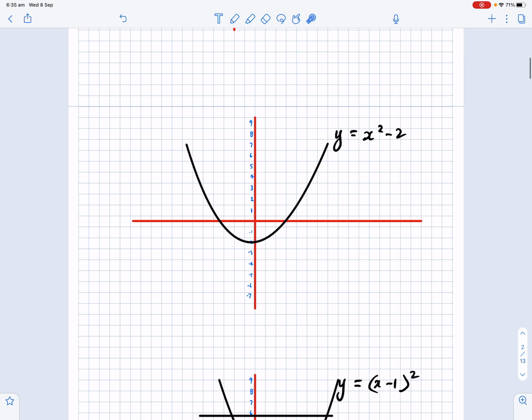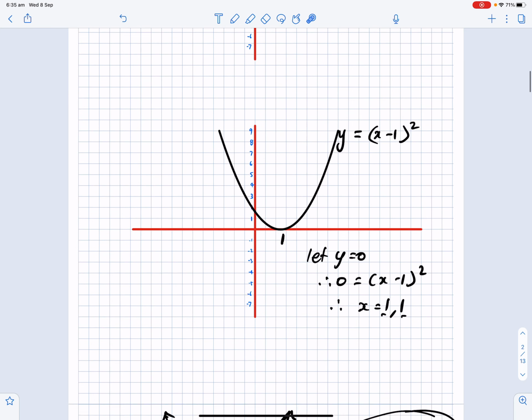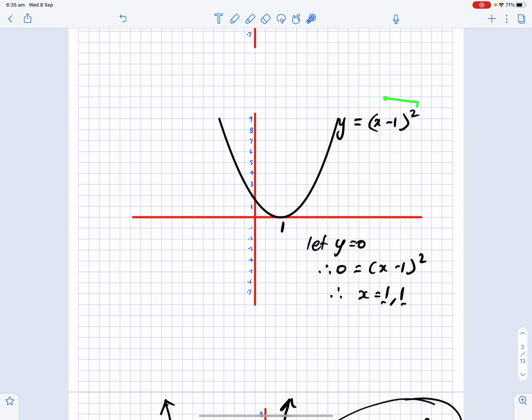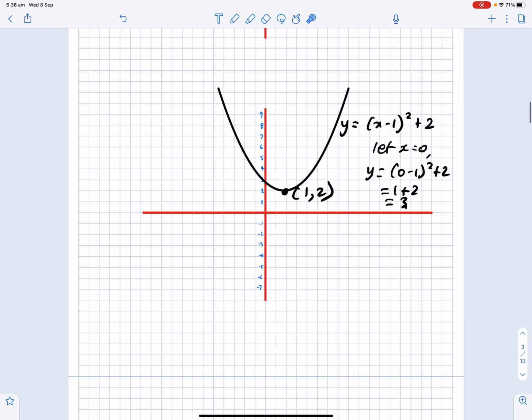Next one, your axis of symmetry is x is equal to 0. Your vertex is 0, minus 2. Next one, just by looking at this equation, doing a quick sketch, you can see straight away your axis of symmetry is x is equal to 1 and your vertex is 1, 0. Next one, just by looking at this equation, quick sketch of the parabola, your axis of symmetry is x is equal to minus 2 and your vertex is minus 2, 0. Next one, your axis of symmetry is x is equal to 1 and your vertex is 1, 2.